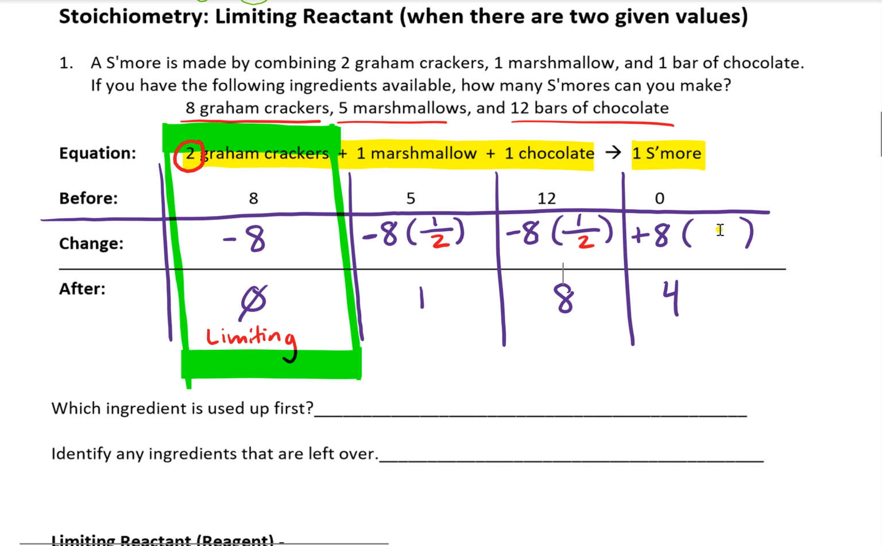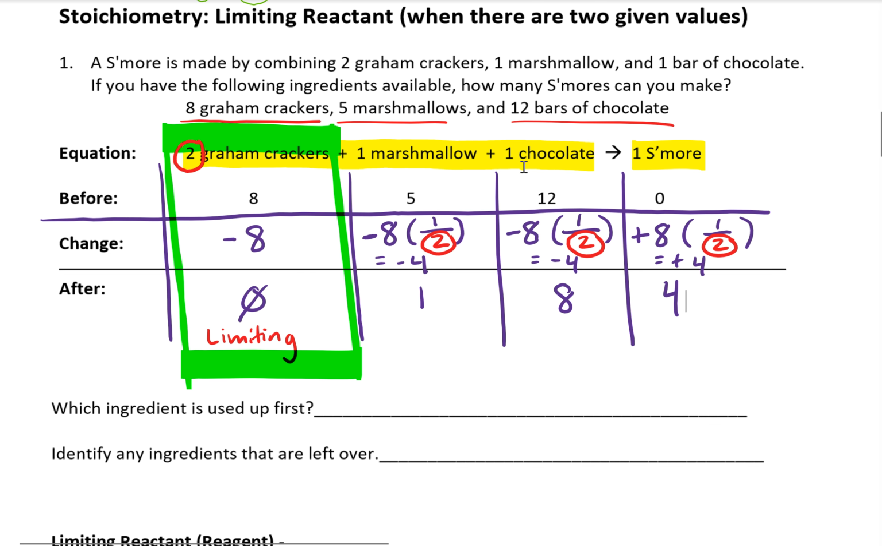And I repeat for the s'mores. Its coefficient is 1 over the coefficient of your limiting, 2. So that 2 is the same for all the change, for every single species here, because it comes from the coefficient of your limiting. And you can simplify what you have here in the change box. 8 divided by 2 gives you 4. 8 divided by 2 here gives you another 4, and here as well.